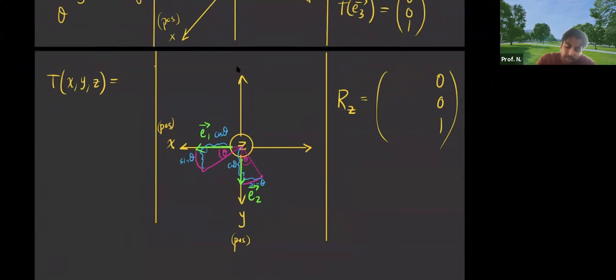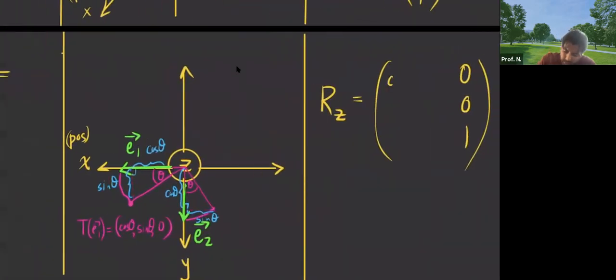So here, what's going to be the coordinates of this guy, of T(E1)? Well, I know what Z is already, right? The Z coordinate will be 0. What's going to be the cosine, sine, right? So positive or negative. The x coordinate here will be cosine, and the y coordinate will be sine because they're both positive. You see that? Positive here, positive here. So this will be the first column: cosine theta, sine theta, 0.